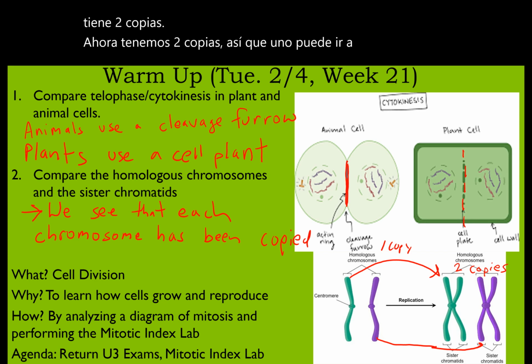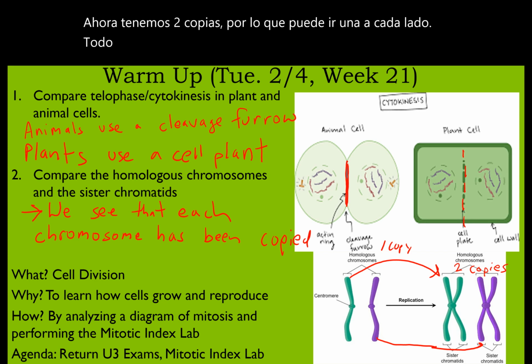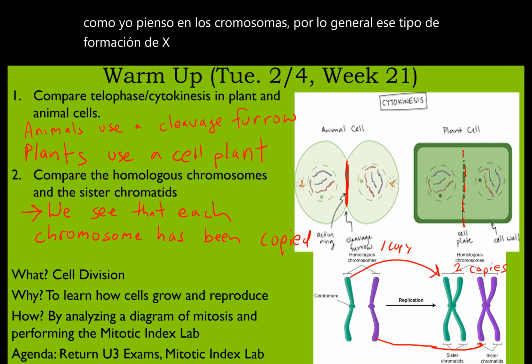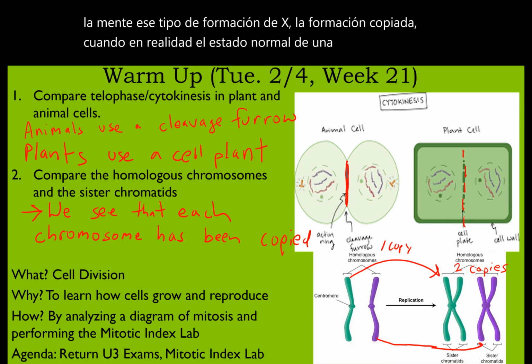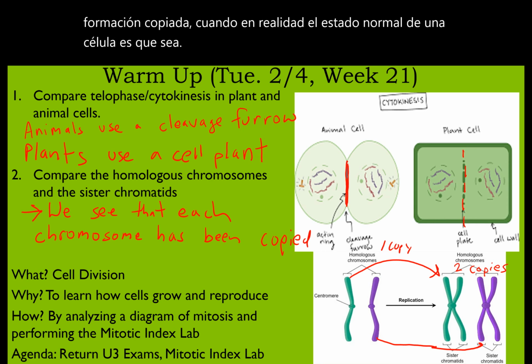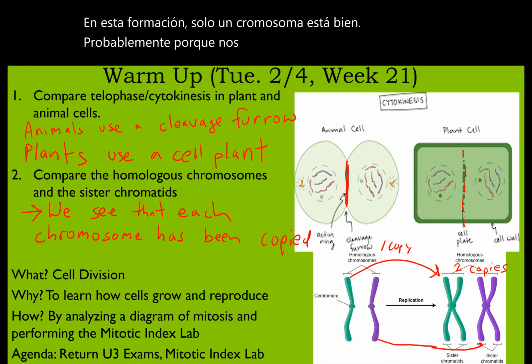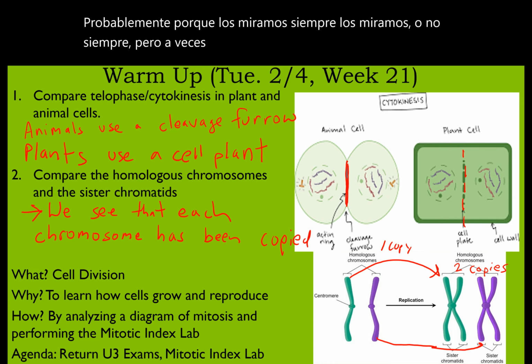So everything stays equal. When I think of chromosomes, usually that kind of X formation comes to mind, the copied formation, when in reality the normal status for a cell is to be in this formation, just 1 chromosome. Probably because, when we look at these, many times we're looking at them in mitosis.